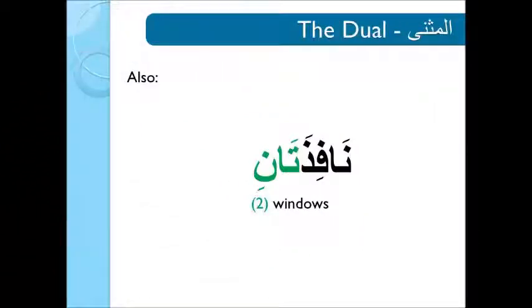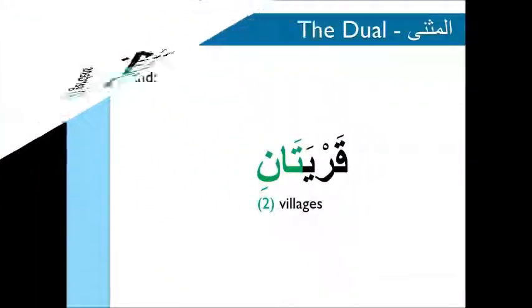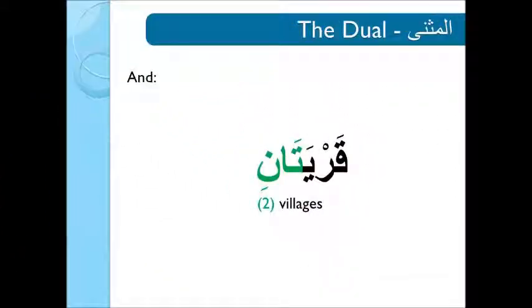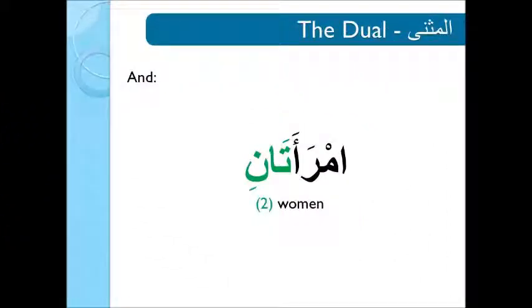Also, نافذتاني, 2 windows. Also, جنتاني, 2 gardens. And قريتاني, 2 villages. And امرأتاني, 2 women.